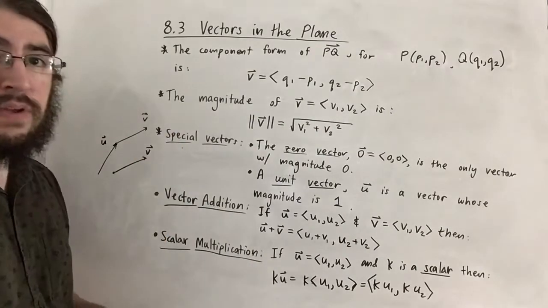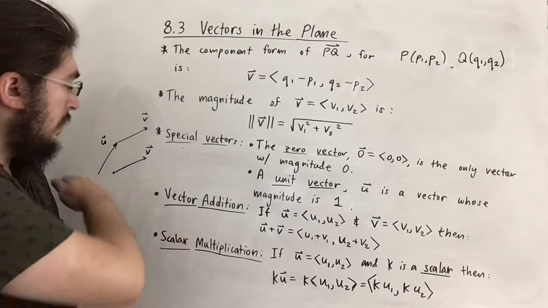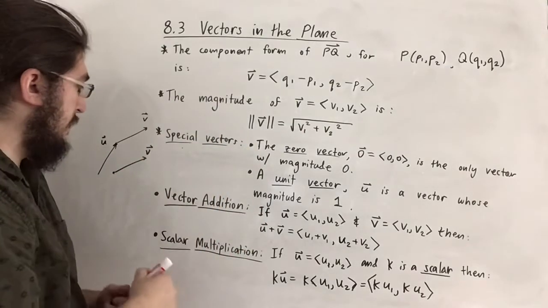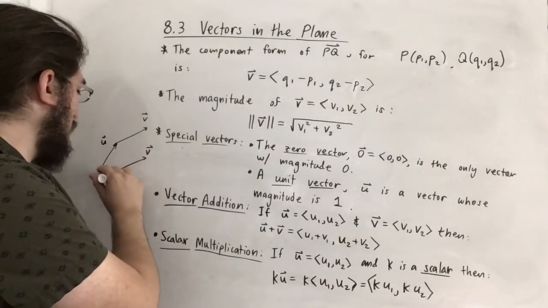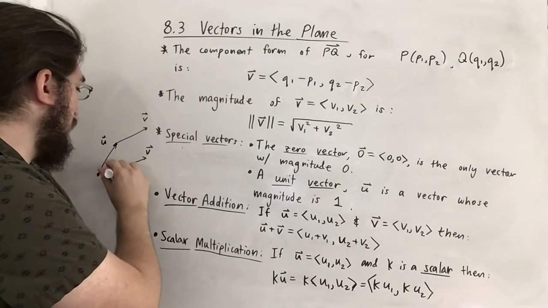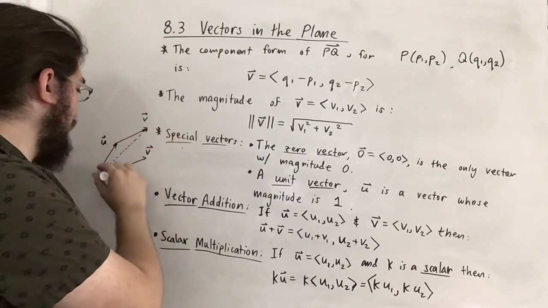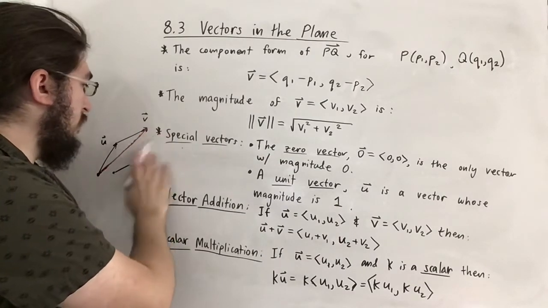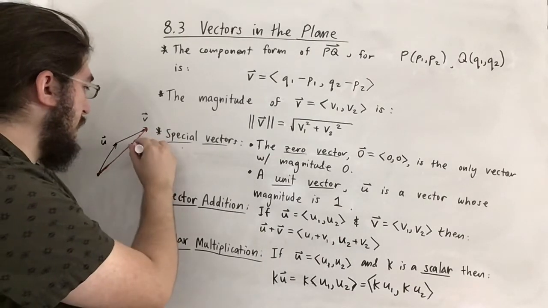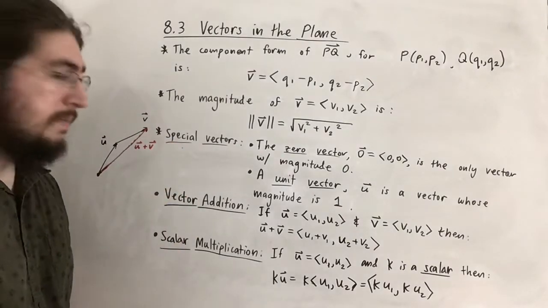So I'm just moving v around so that they form like this and they connect. You could similarly put u on top of v, it doesn't really matter. And what happens is the measurement of this diagonal going from the most tail point to the most end point, this red vector here, is the vector whose component form is u plus v. So that's what this definition entails, and that's what it gives visually.